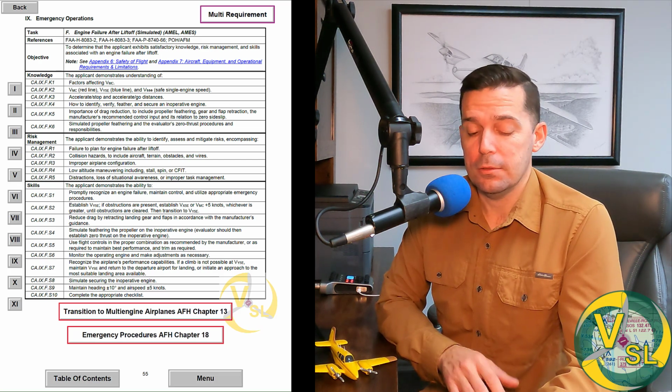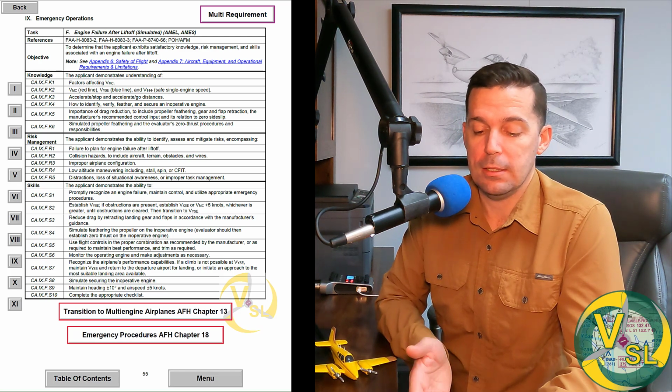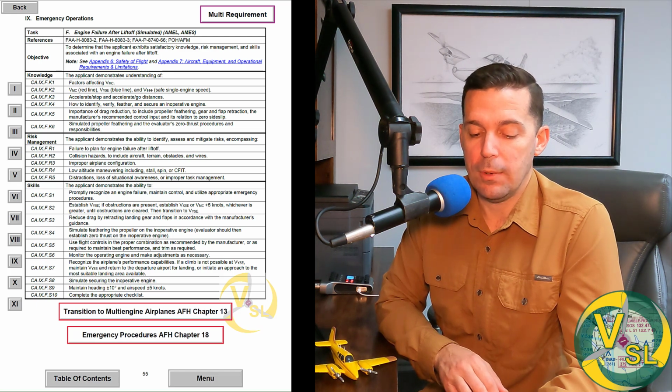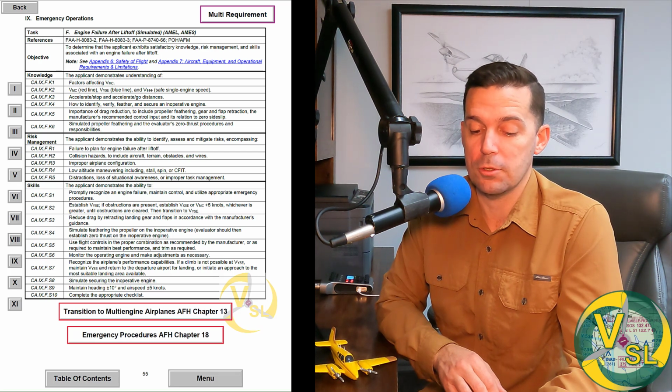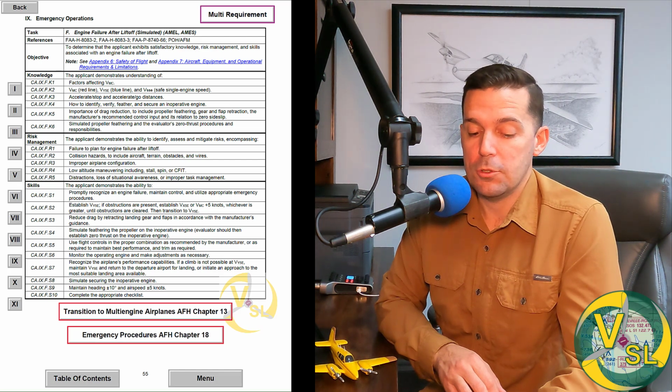This has 10 skills, a little bit more here. And so skill 1, promptly recognize an engine failure, maintain control, utilize appropriate emergency procedures. Skill 2, establish VYSE. If obstructions are present, establish VXSE or VMC plus 5 knots, whichever is greater, until obstructions are cleared. Then transition to VYSE. Skill 3, reduce drag by retracting landing gear and flaps in accordance with the manufacturer's guidance. Skill 4, simulate feathering the propeller on the inoperative engine. Evaluator should then establish zero thrust on the inoperative engine.